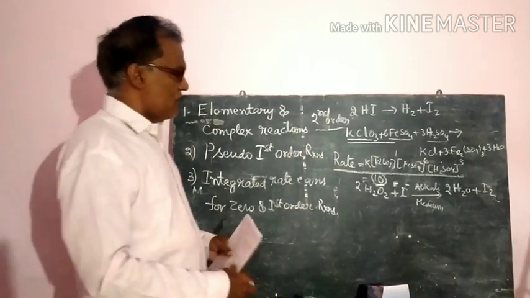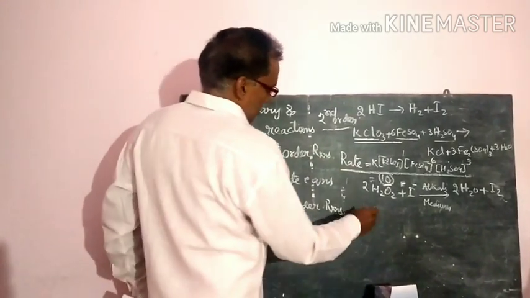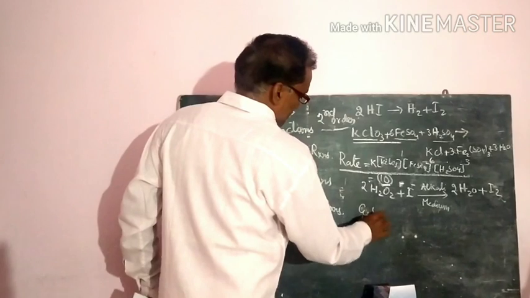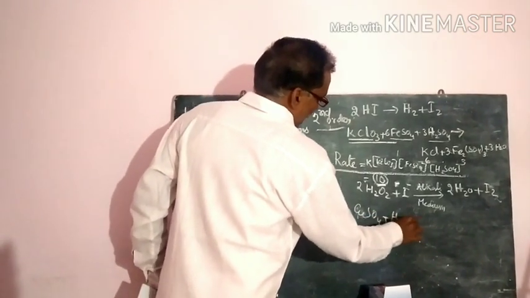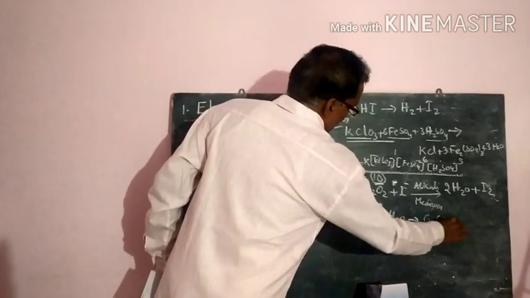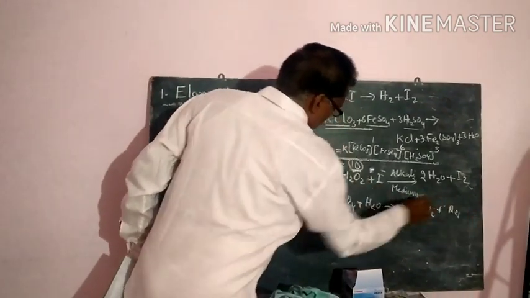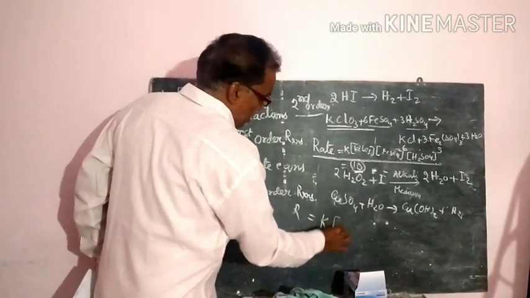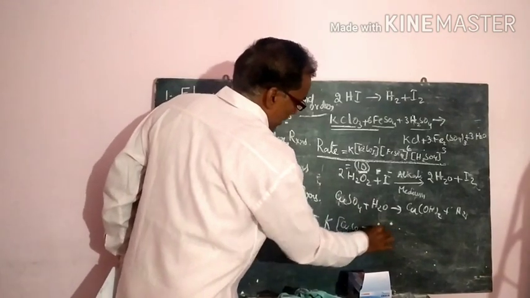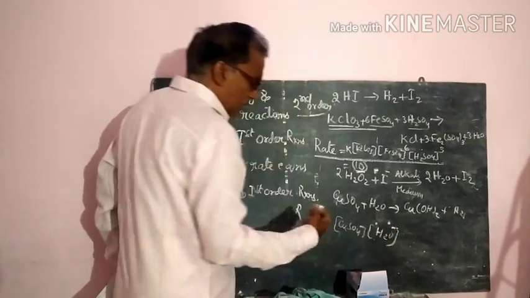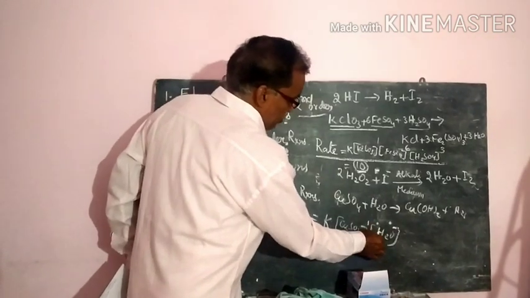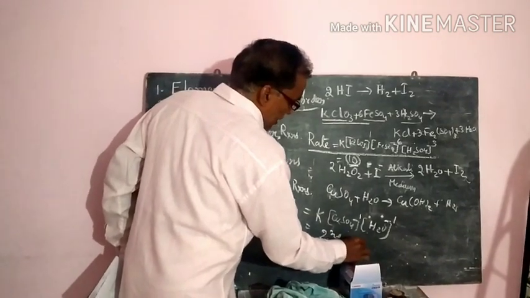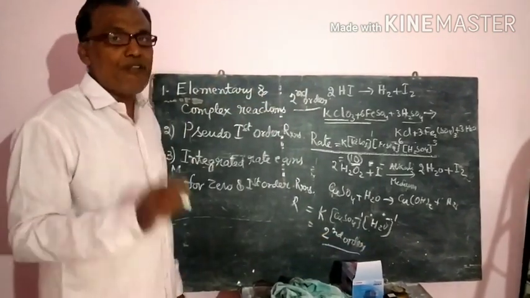One more example we can take. Copper sulfate and H2O: if you add them, you will get copper hydroxide, sulfates and water. If you find the order of this one, the rate law is rate = k [copper sulfate] [water]. Copper sulfate 1 time, H2O also 1 time. So the total order is second order. But actually, experimentally it shows that it follows a first order reaction.